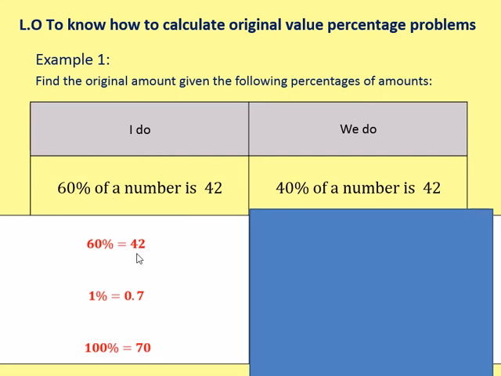So if 60% is 42, I can work out by dividing by 60 to get 1%, that 1% equals 0.7, 42 divided by 60. So 60% is 42, therefore 1% is 0.7. I've just divided both sides by 60. If 1% is 0.7, I times that by 100 to get 100%. So 100% is 0.7 times 100, which is 70. So pause the video there, copy that example down, and then try the we do, please.